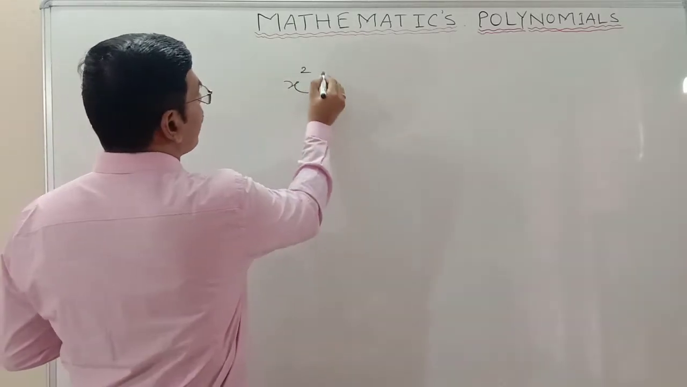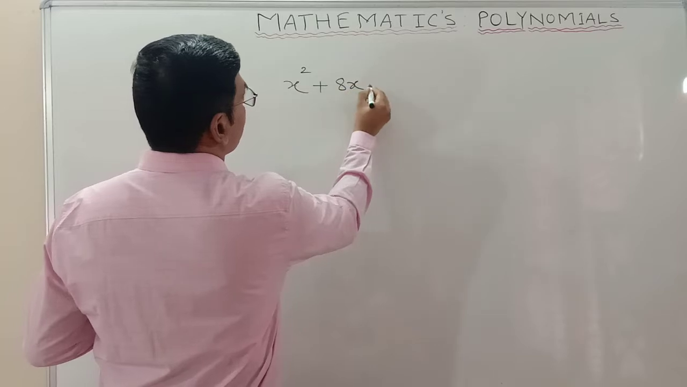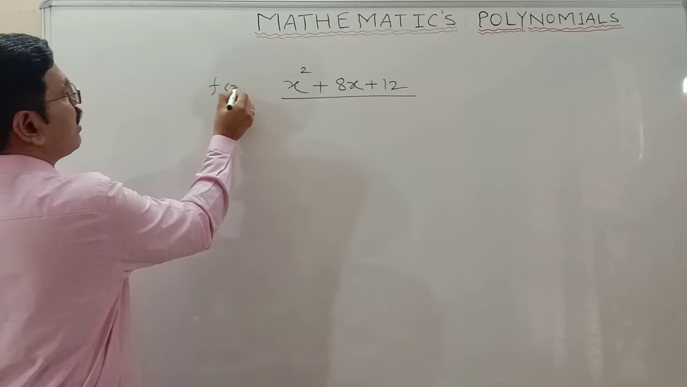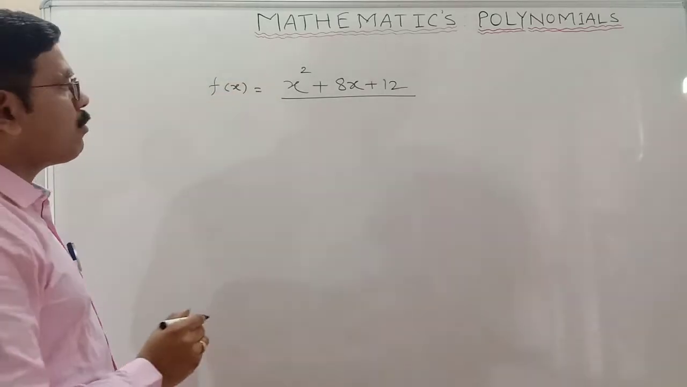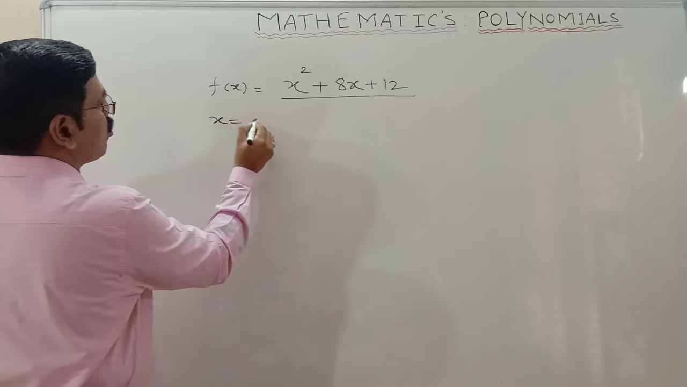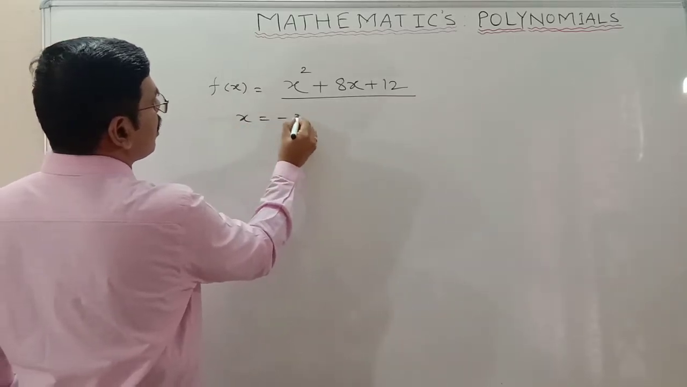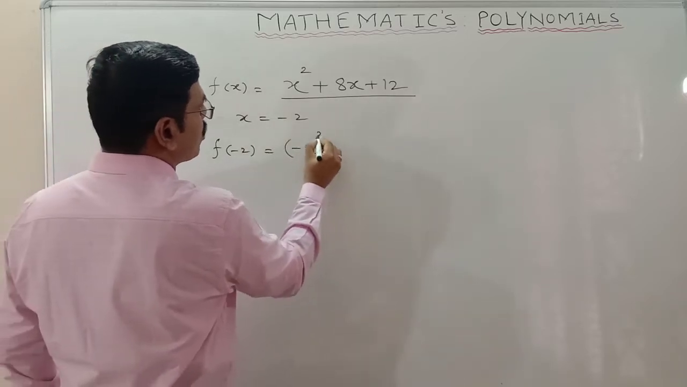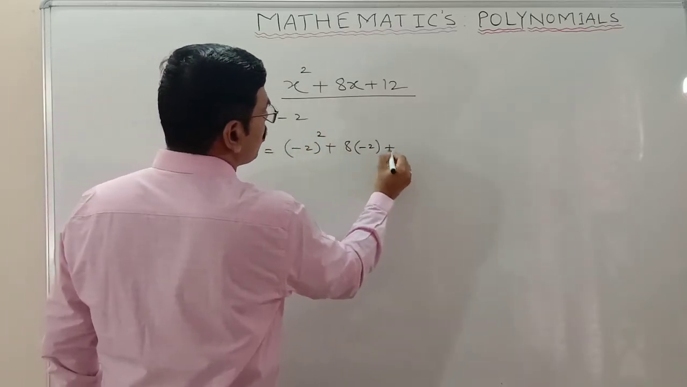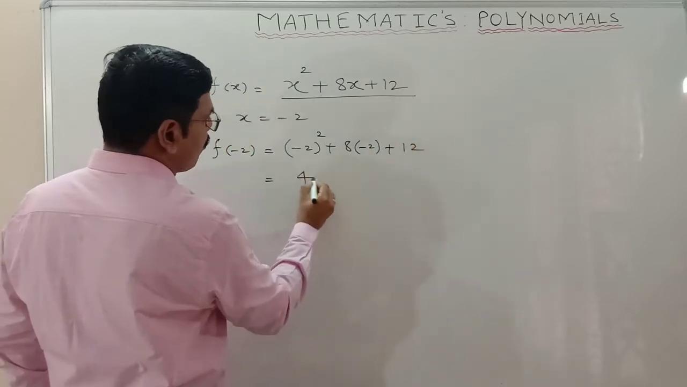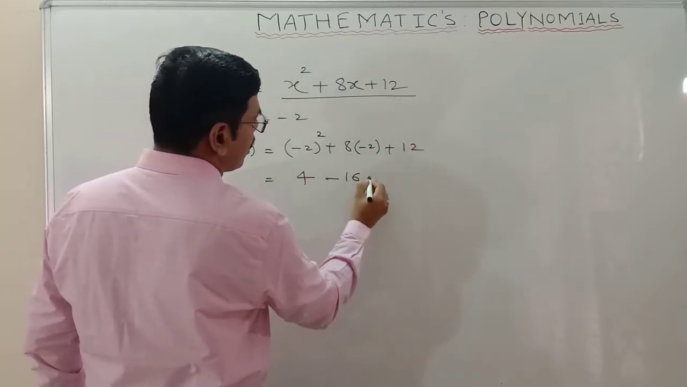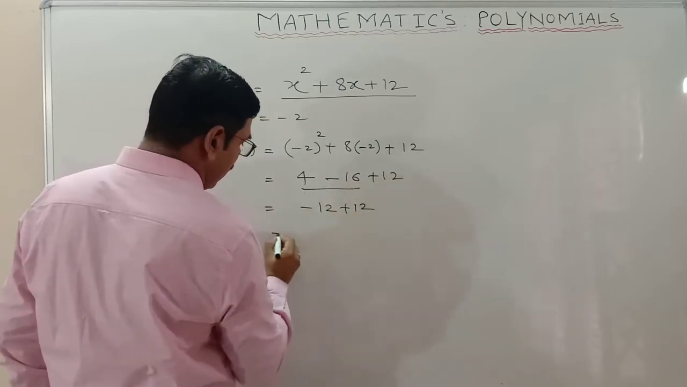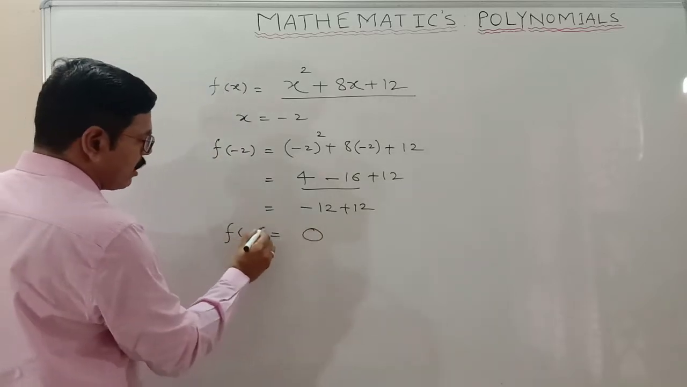See, suppose we are having a polynomial x square plus 8x plus 12. Suppose this is the polynomial f of x. Now suppose I am putting x is equal to minus 2 in that particular polynomial. So what will I get? f of minus 2 is minus 2 square plus 8 times minus 2 plus 12. So this will become 4 minus 16 plus 12. It is 0.